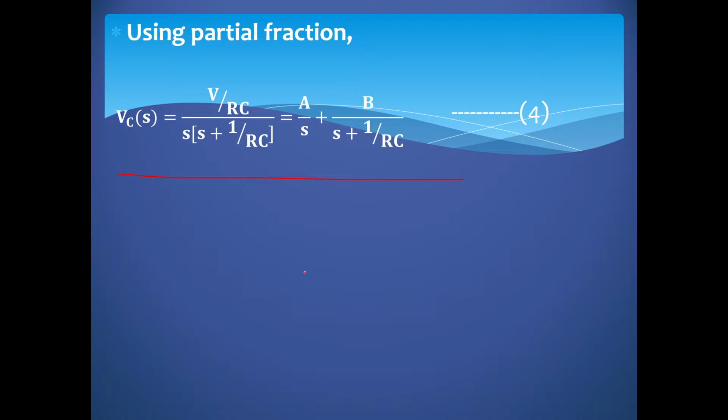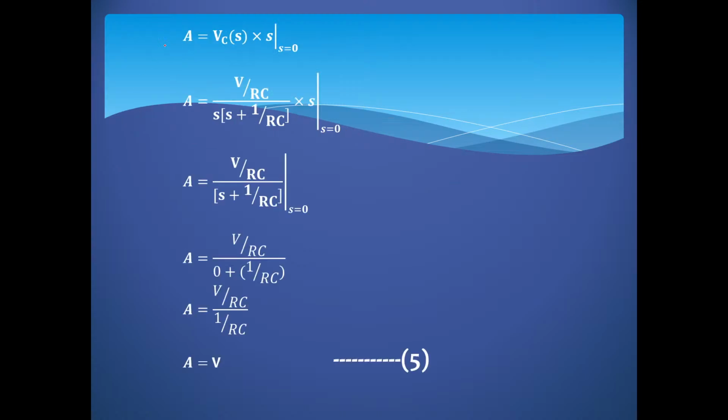So let us determine A value. A is equal to what? Our equation Vc of s, into the denominator of A, which is s, at s equal to 0. So what is Vc of s? V by RC by s into s plus 1 by RC, into s, at s equal to 0. Now this s will be cancelled. What is left over? V by RC by s plus 1 by RC at s equal to 0.